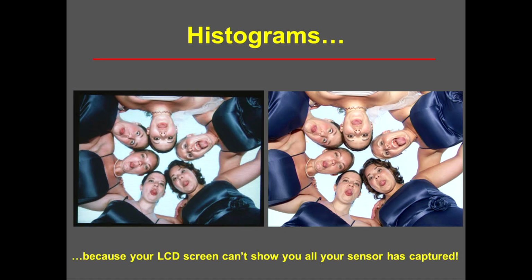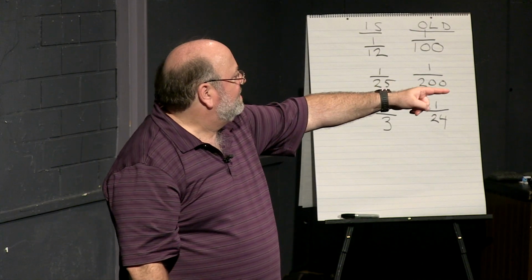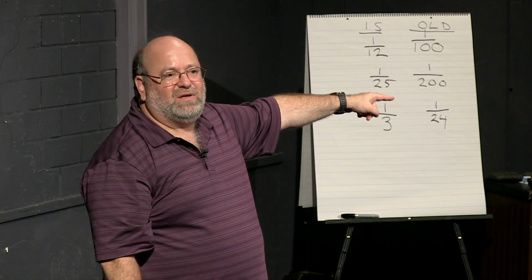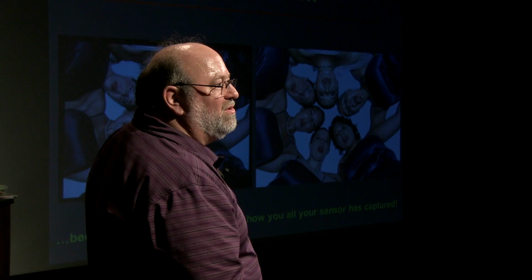The basic idea is your camera can capture more information than your screen can show you, especially in the back of the screen. The picture on the left is a picture of the LCD screen on the back of my camera. And the picture on the right is the very same image shown on my computer as it actually came out of the camera.